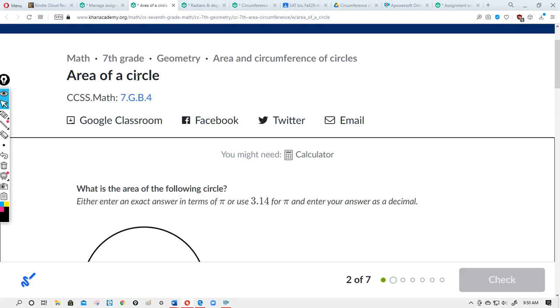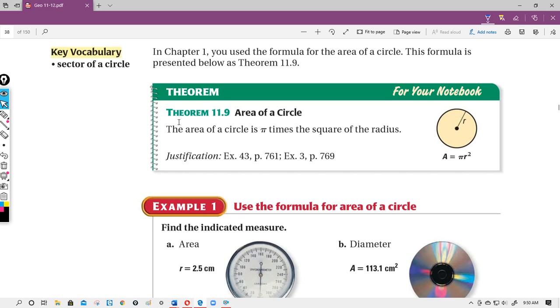Okay, this will be for the con assignment, area of a circle. So the formula for area of a circle, the area equals pi times r squared. If you recall in the last section, we're using the approximation for pi. That's 3.14. Also recall that the diameter equals 2 times the radius.